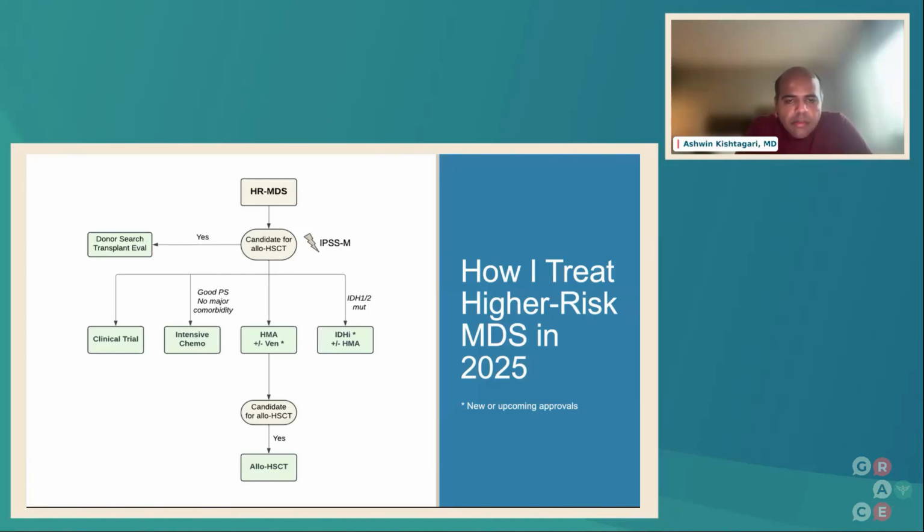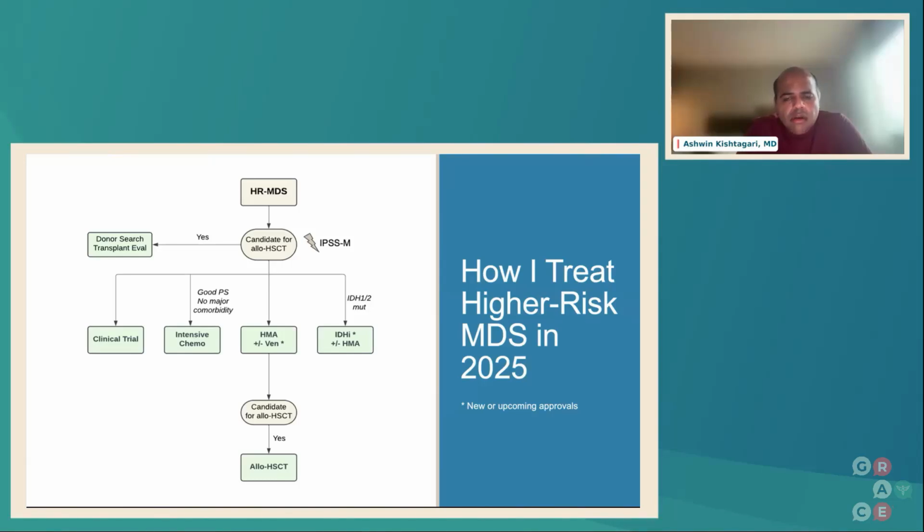Azacitidine or decitabine could be a good treatment option in terms of improving the blood counts, as well as preventing the progression to acute myeloid leukemia, as well as making them a good candidate for allogeneic stem cell transplant. If they have a somatic mutation, the IDH inhibitors could still be a good option.